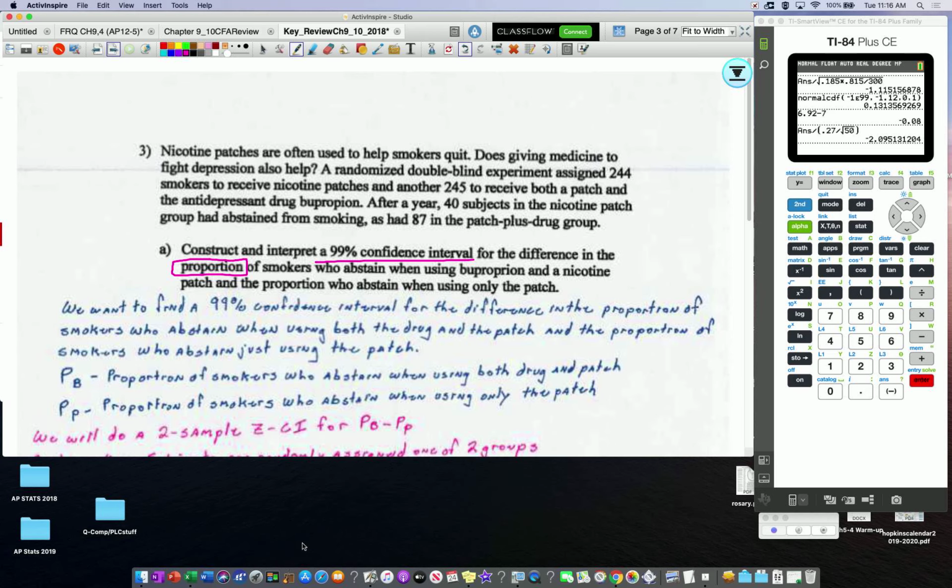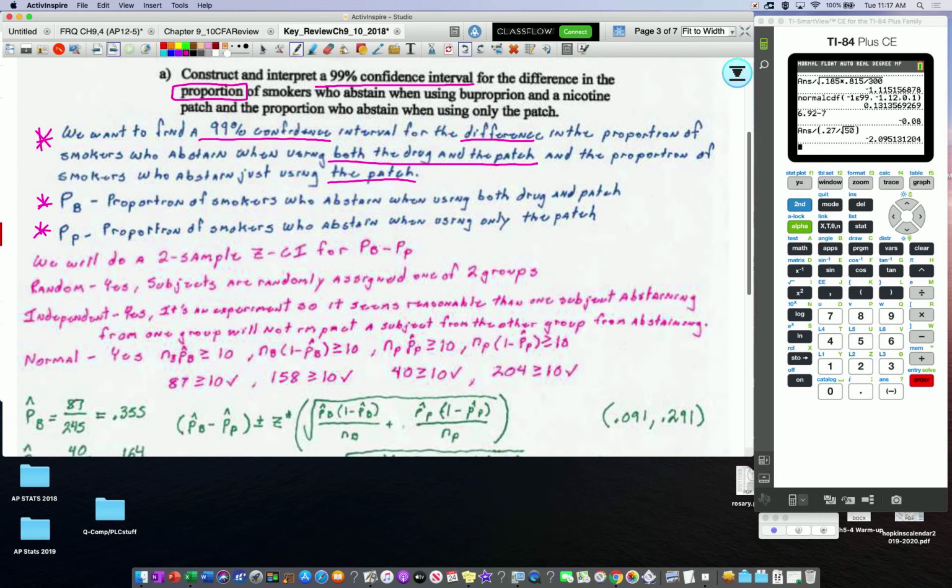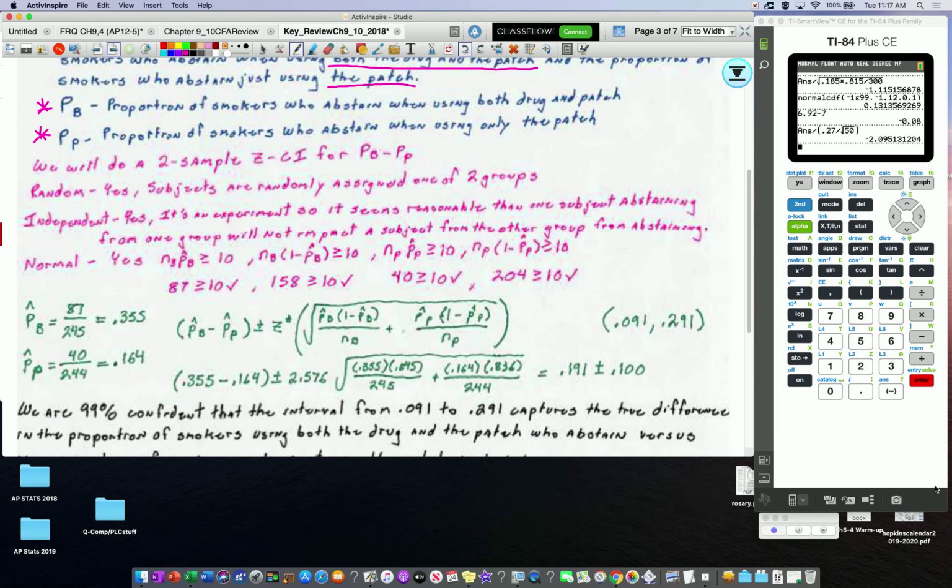Okay? So, state, plan, do, conclude. So we state what type of interval we're trying to find. So I just want to make sure I'm saying 99% confidence interval for the difference between the proportions of those who abstain when using both the drug and the patch versus those who are just using the patch. So I'm doing drug and patch minus just the patch. So I define both of those, P of B and P of P. P of both versus P of just the patch. So I've defined those, so knowing which one is which. Okay. So now, that took care of the state.